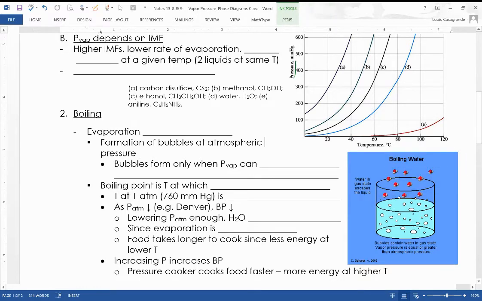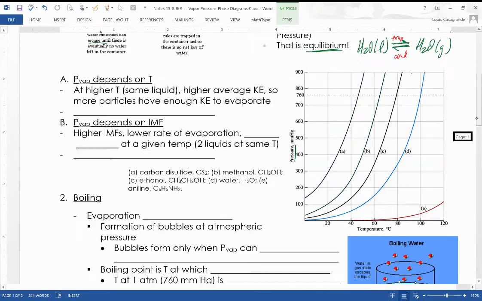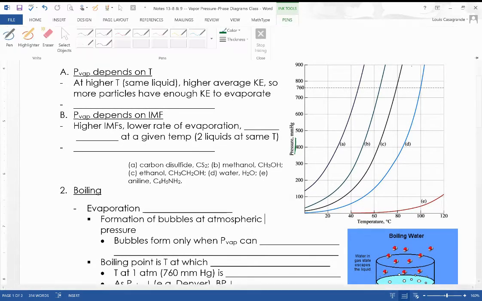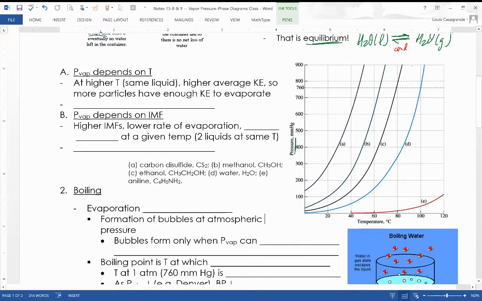Okay, so this vapor pressure of a particular liquid, you can see as a function of temperature, is increasing. For any liquid, liquid A is something called carbon disulfide. Then we have methanol, ethanol, which we had in our reactions lab. We have water, and we have something called aniline. What's important is not the specific liquid, but its intermolecular forces.